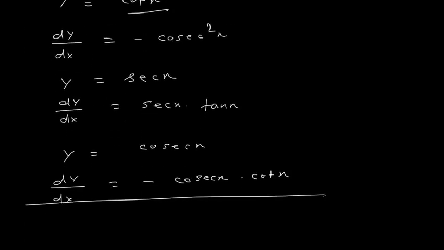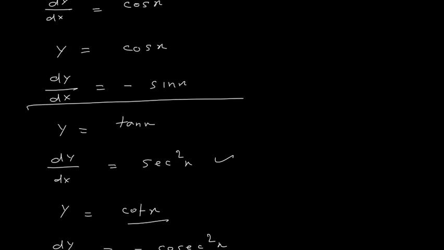When y is equal to sec x, its derivative I got is sec x into tan x. So when y is equal to cosec x, my derivative will be minus cosec x into cot x. Right. So these are the different formulas for trigonometric functions. And the last category we have is inverse trigonometric functions.